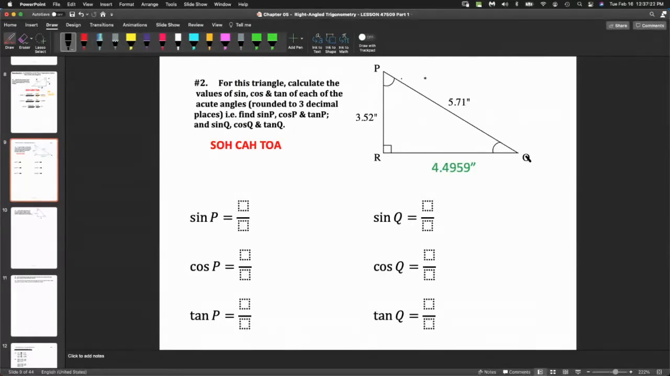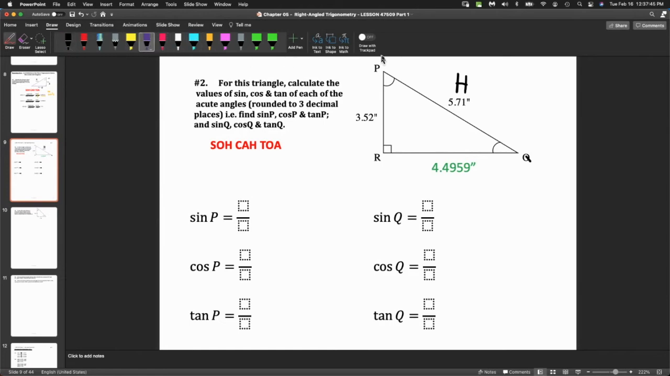Which one of these sides will always be the same, whether I choose P or Q? Which one will always be the same? Will it be the opposite, the hypotenuse, or the adjacent? Which one doesn't care about P or Q? Which one of the side labels? Yes, the hypotenuse. So Amir, I'm going to put an H there, and I'm going to put it in black, because that one there is fixed.